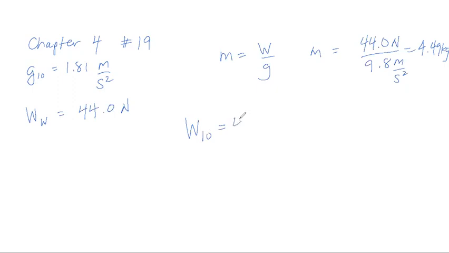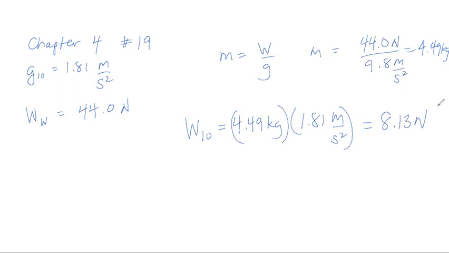Io is going to be 4.49 kilograms times 1.81 meters per second squared. And that is going to give me 8.13 newtons. So it's going to be a lot easier to carry that watermelon on Io. Okay, and that was 19.